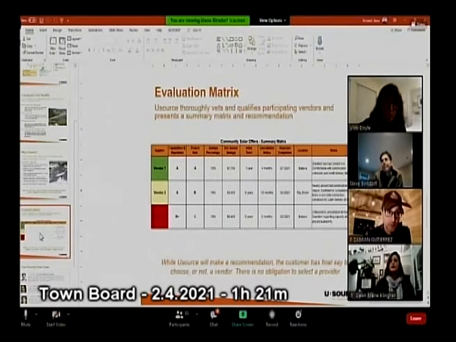Thank you very much for your presentation. You've given us a lot to think about. And we'll be studying what you presented and decide if we want to make this change.